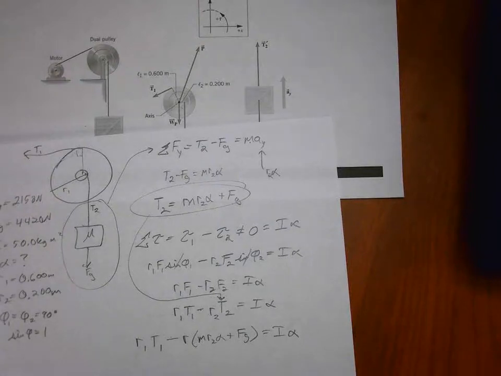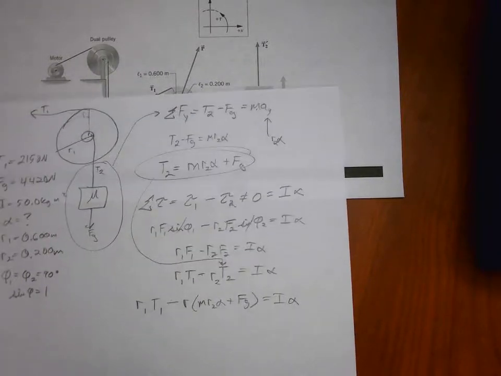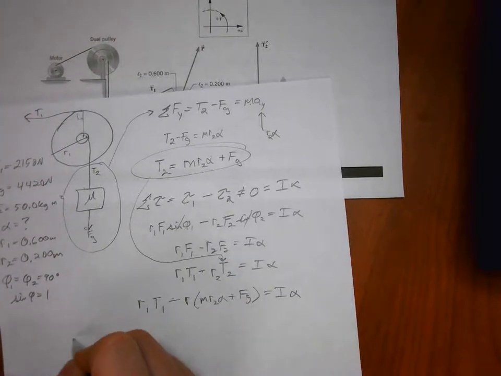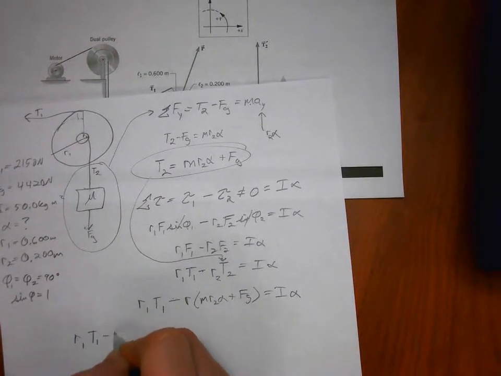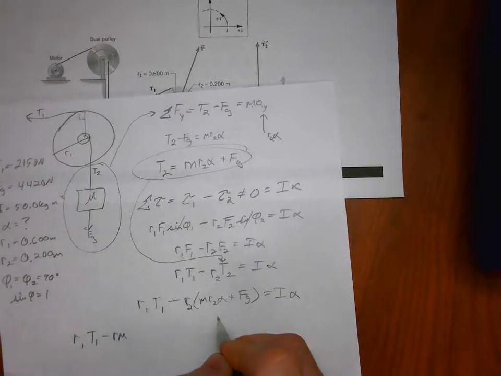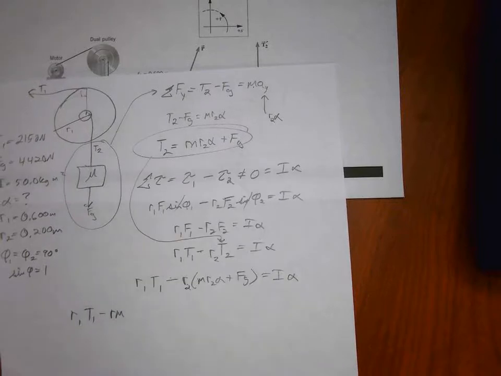And we can then just do some algebra. We have to separate alpha. But unfortunately, there's an alpha term over here. So I'm going to expand all this and move this term over to the left. So R1 T1 minus R, oh, wait. This is R2, excuse me, left that out.